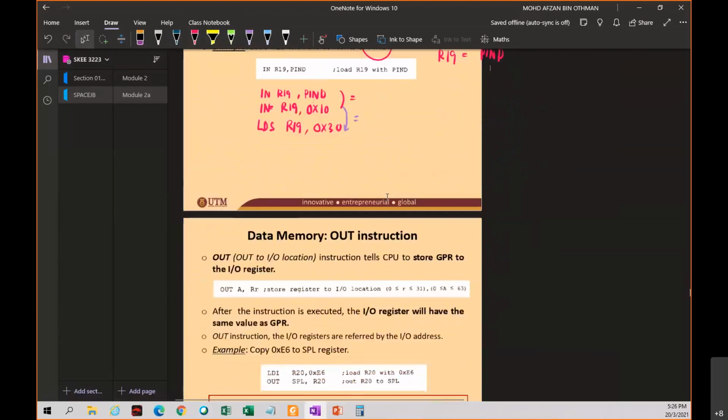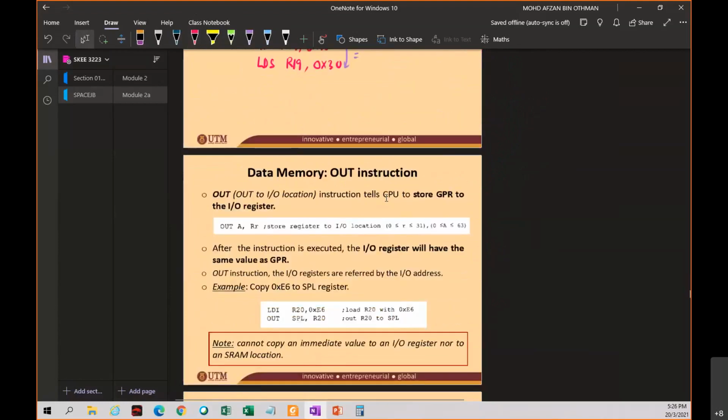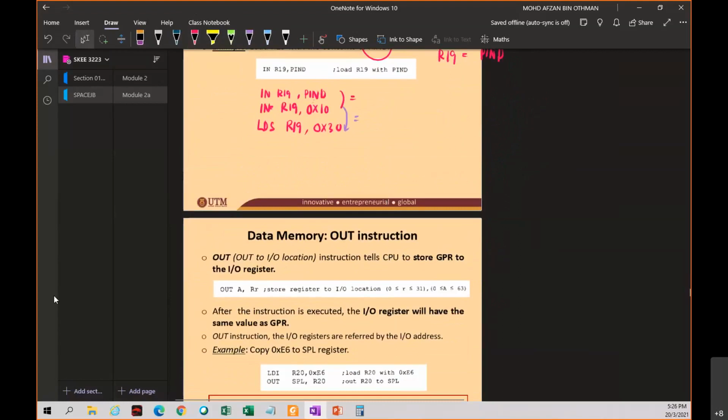Okay, ada soalan? Up until here, ada soalan tak? Anyone? Okay, if no soalan, we move to another instruction called the out instruction.